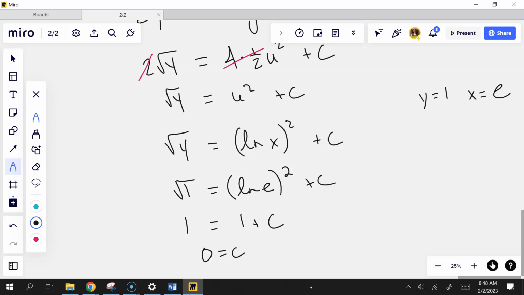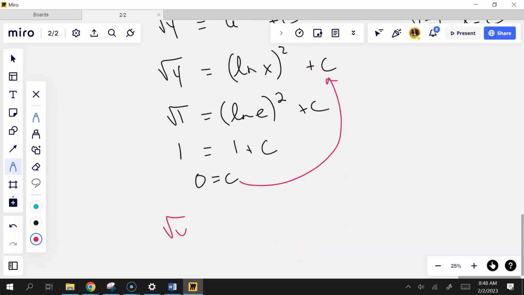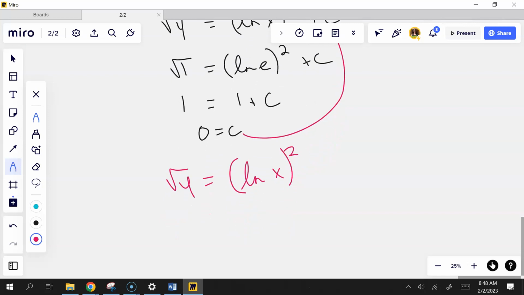Back to my equation to plug that in. So square root of y equals natural log of x squared plus 0. I don't need a plus 0, right? So y equals natural log of x to the 4th.